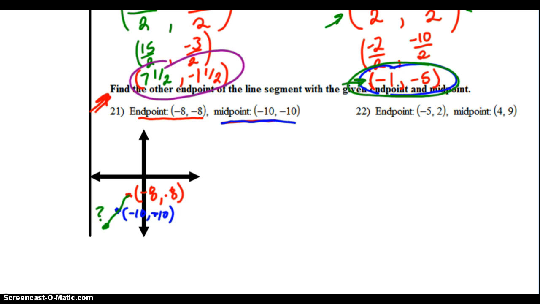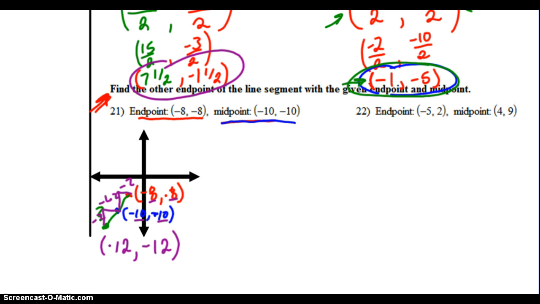But since we already have the midpoint, we can take the rise and the run from the midpoint and an endpoint and multiply them by 2 or double them to get to the other endpoint. So let's see. From -8 to -10, okay, we seem to be subtracting 2. It's kind of our run. And from -8 to -10, we seem to be, again, subtracting 2. -2, -2. And so to get to the endpoint, we'll have to continue that and subtract another 2 from both the x and the y values, the rise and the run. And so that means the other endpoint will be at -12, comma -12.